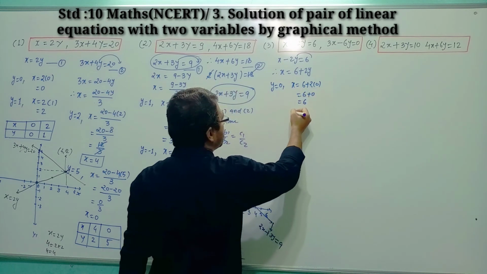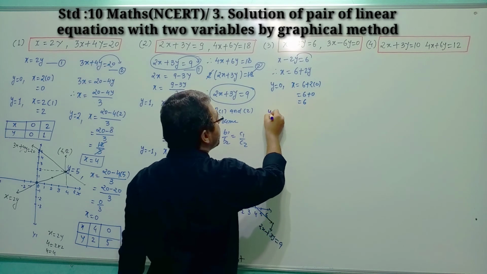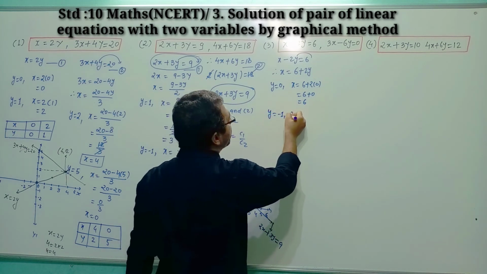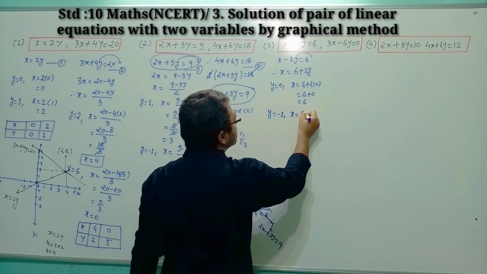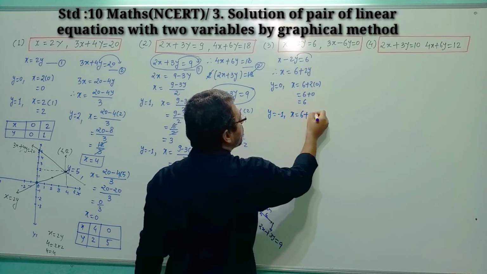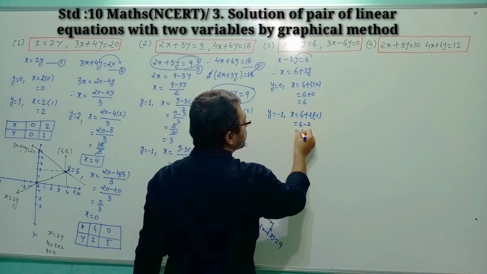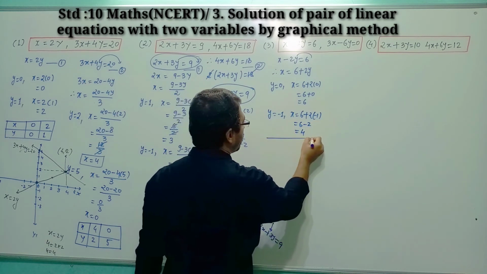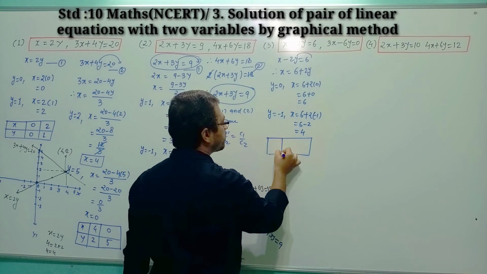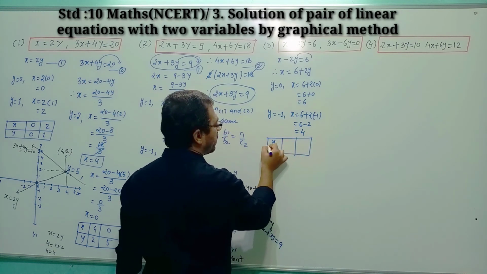6. Similarly, consider y is equal to minus 1. So x will be what? 6 plus 2, the value of y is minus 1. So 6 minus 2 is what? 4. Okay students, now we can tabulate these points, x and y.